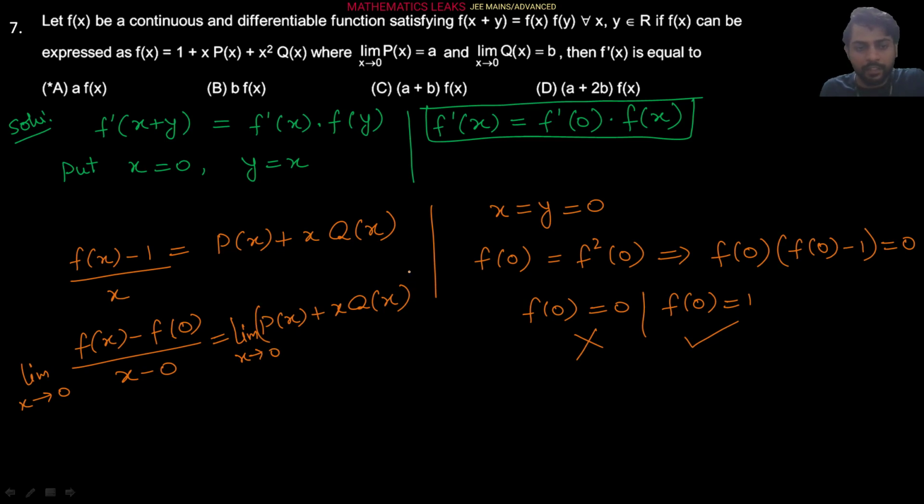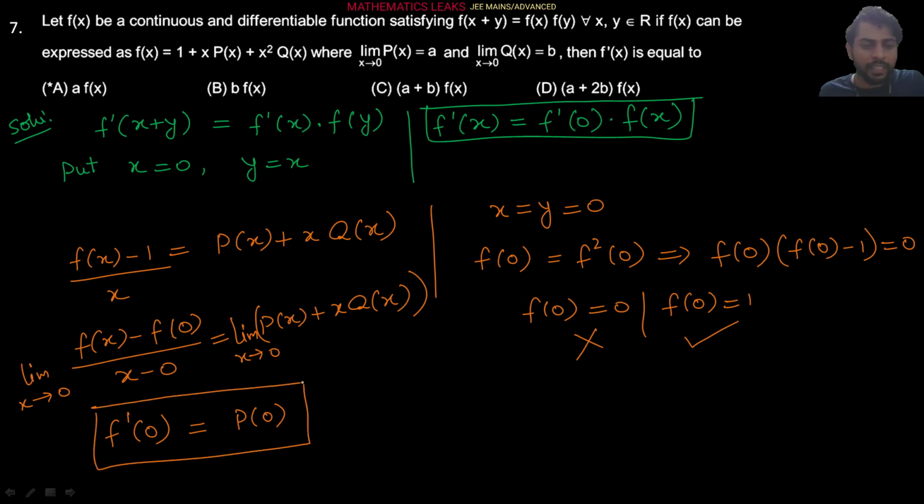Just observe, this is f of x minus f of 0 upon x minus 0. This is nothing but derivability at point 0. So f dash of 0 is equals to, if we put the limit here, p of 0 plus 0 into q of 0. 0 into q of 0 will be 0, so there is no meaning of writing it. So f dash 0 is equals to p of 0 we are getting here.